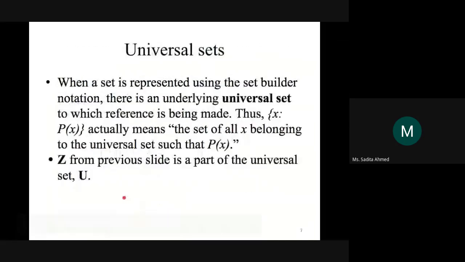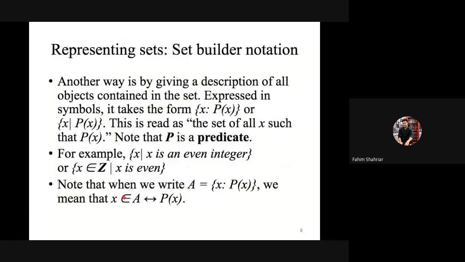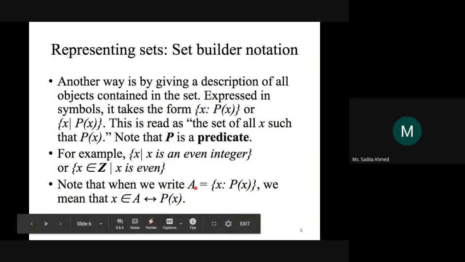Or in other words, if x does have the characteristic, if p(x) is true for x, then x belongs to the set A. Ma'am, what is A? It's a set, right? A is any set that is represented by this definition. Okay.